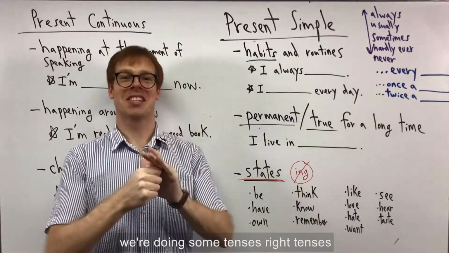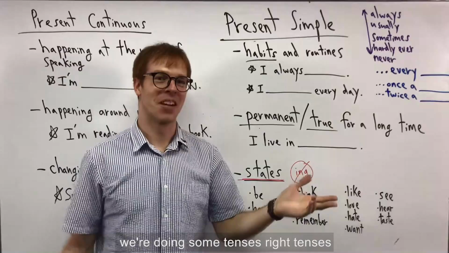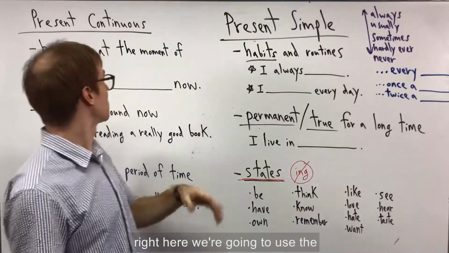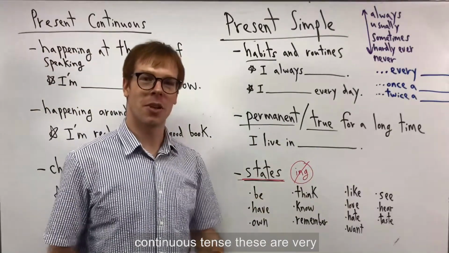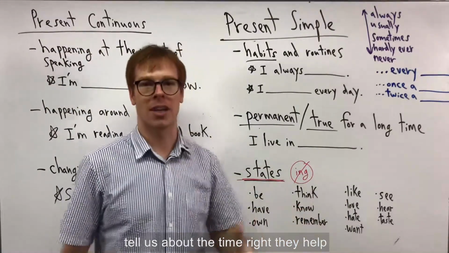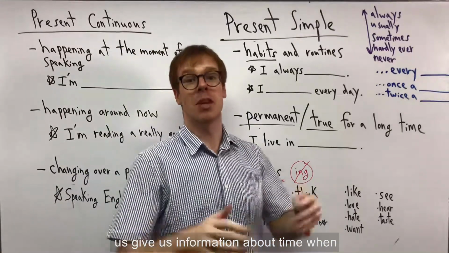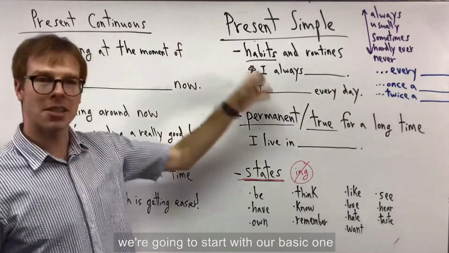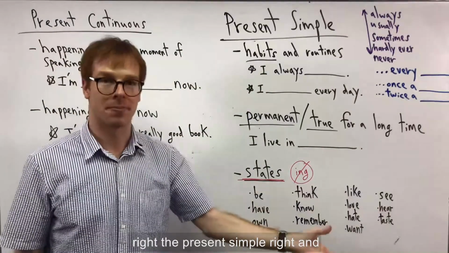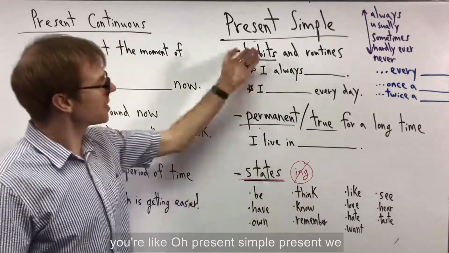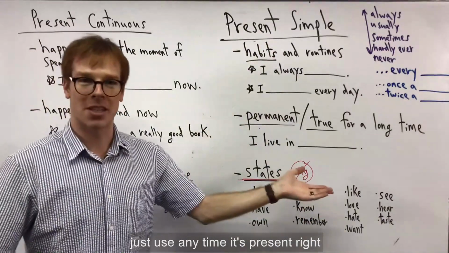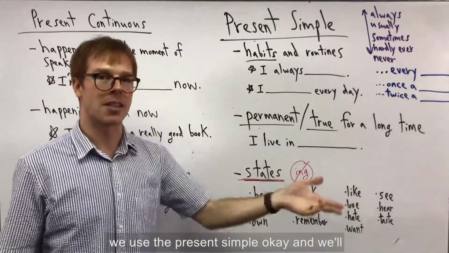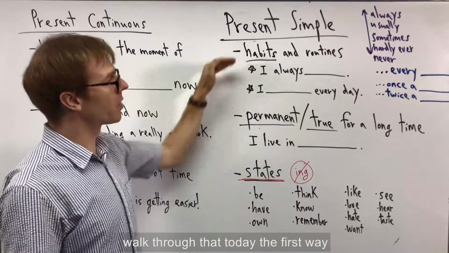This time we're doing some tenses, right? Like present tense, past tense. Right here we're going to use the continuous tense. These are very important in English because they help give us information about time when we're speaking the language. So to start, we're going to start with our basic one, the present simple. And you're like, oh, present simple, we just use it anytime it's present, right? Well, there's actually a specific reason we use the present simple, okay? And we'll walk through that today.